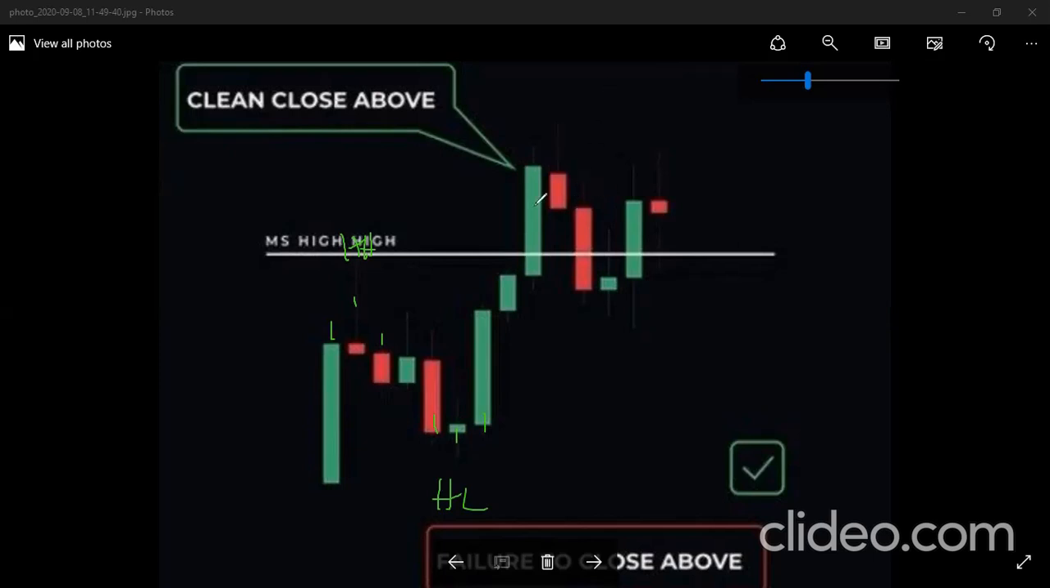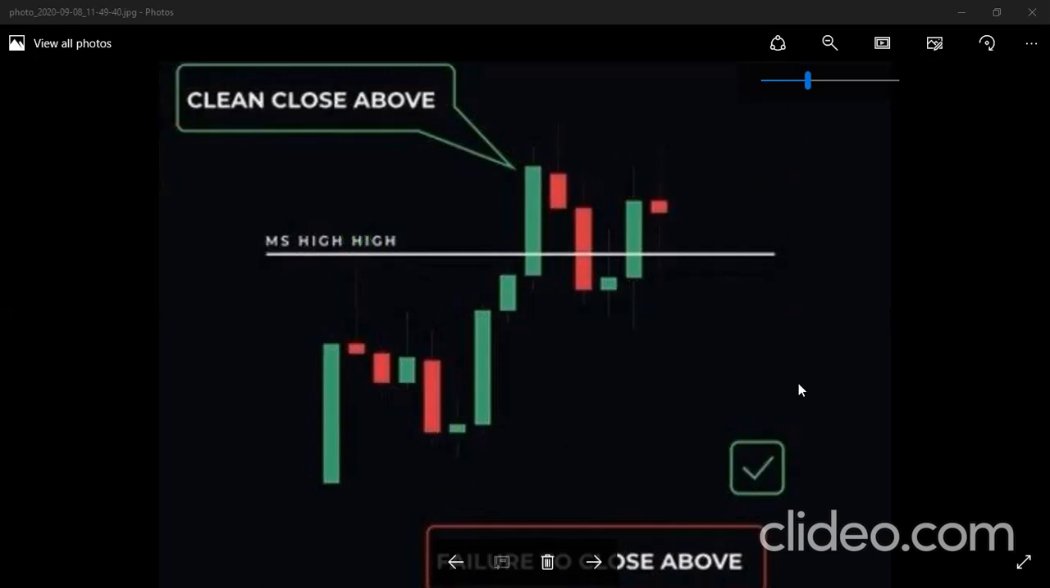So what is a clear break of market structure? The body of the candle has to be above the old high, not the wicks. These small lines that we see there are what we call wicks. We don't consider the wicks as the BMS. A BMS is when the body of the candle, the big part here, is above this old high. That's a clean close above. That's a clear BMS.